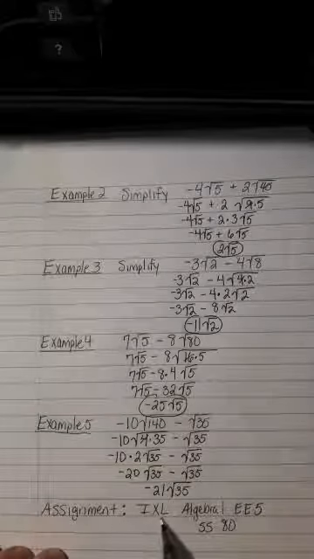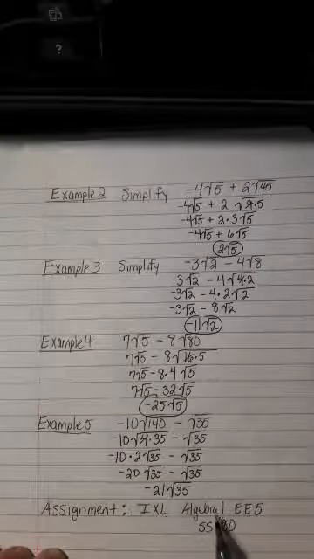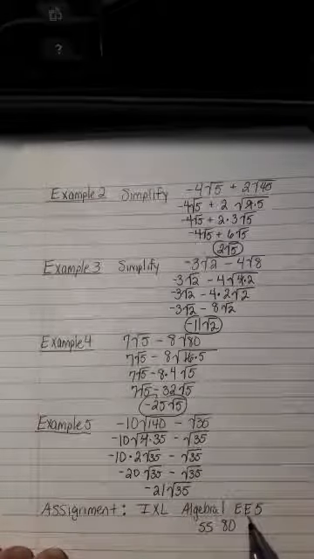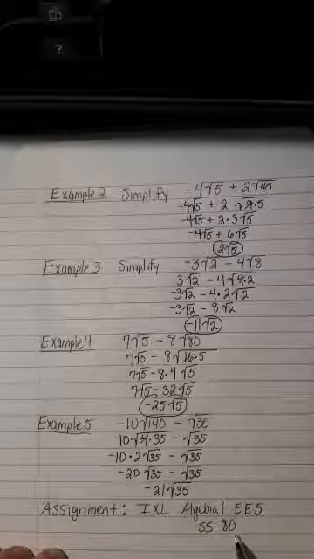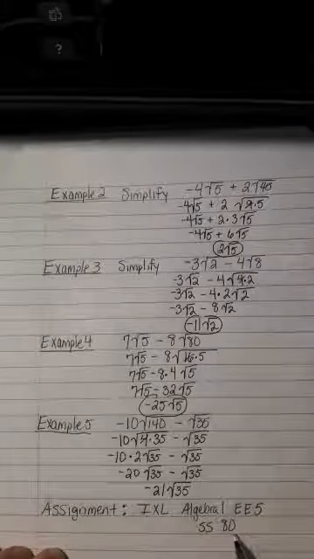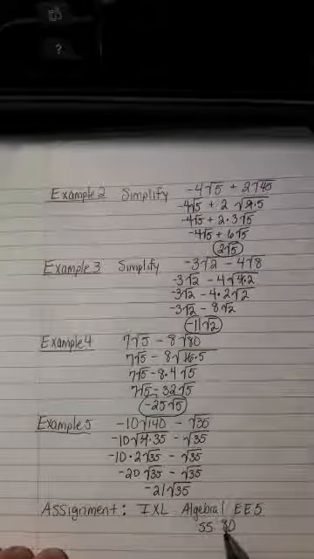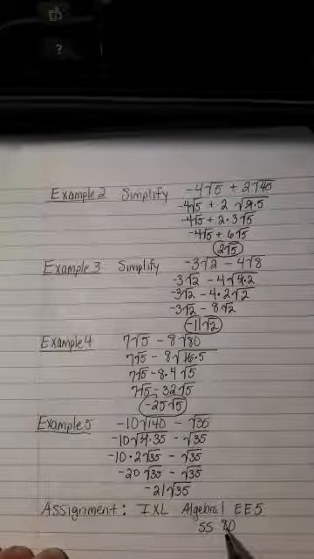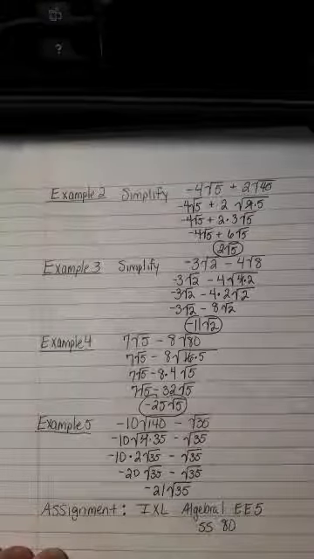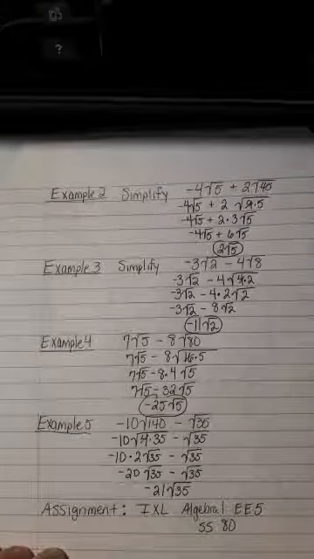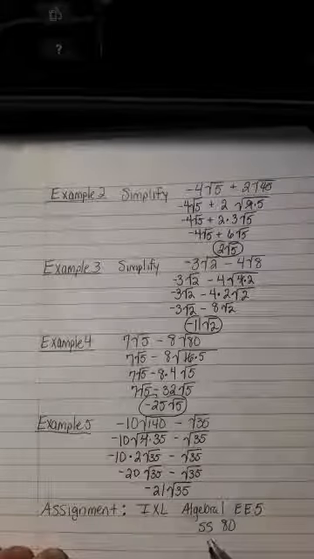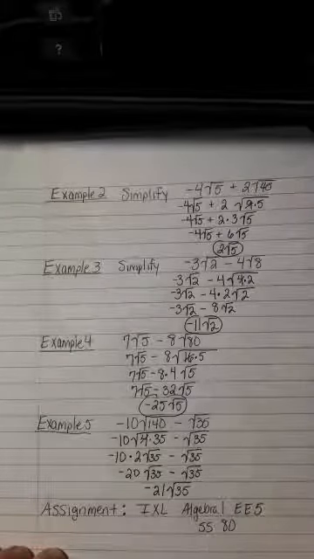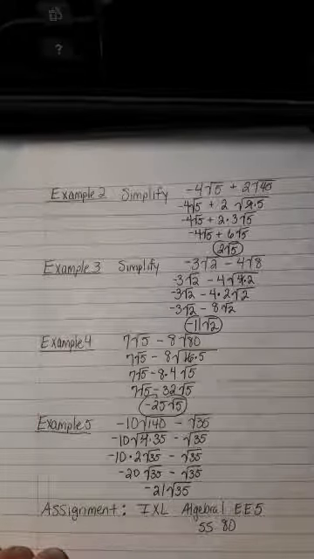Your assignment is IXL, Algebra 1, EE5. Get a SMART score of 80. As always, and this continues, if you get your SMART score on any of these up to 100, that'll be some bonus points. And I'm not even sure how everything is going to be counting. I imagine it'll be pretty much like it was, which means that these lessons will be 10 bonus points for each one you get to 100.